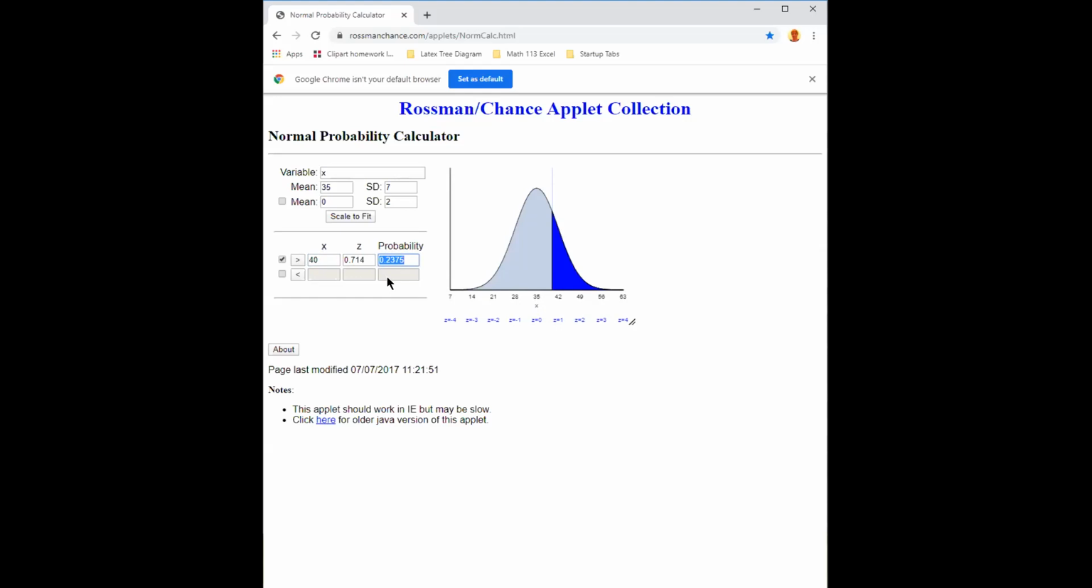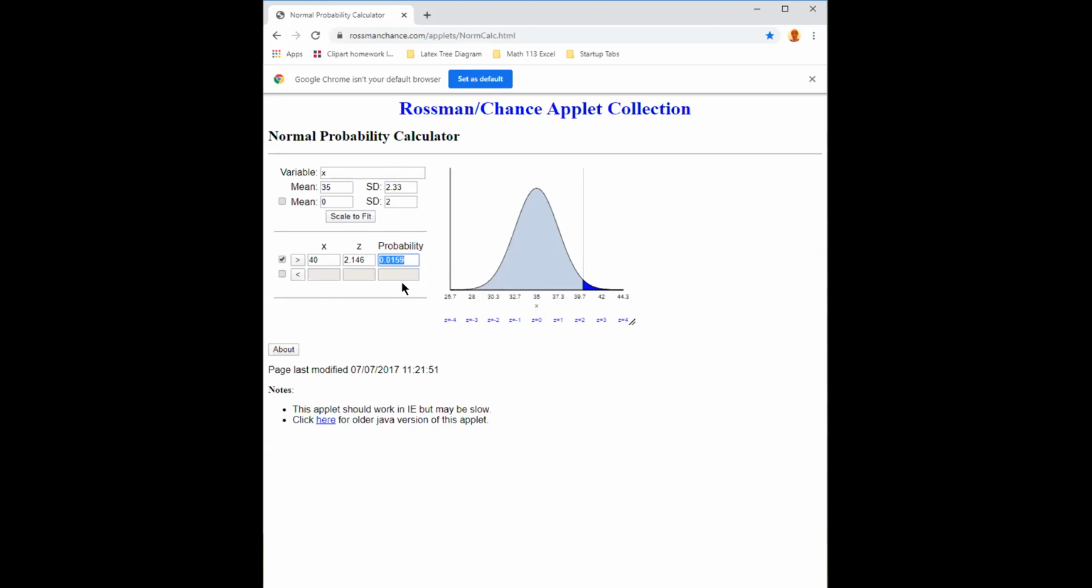And then the difference between part 2 and part 4 is that our sample size has changed. So we went from a single person to 9 people. And what that affects is our standard deviation. So the only thing that's really changed is that my standard deviation went from 7 to 2.33. So I'll change my standard deviation to be 2.33. Now click Scale to Fit. So it's still highlighting this 40 or more. And now my probability is changed to be 0.0159. Okay, so that's where I got that answer for part 4.